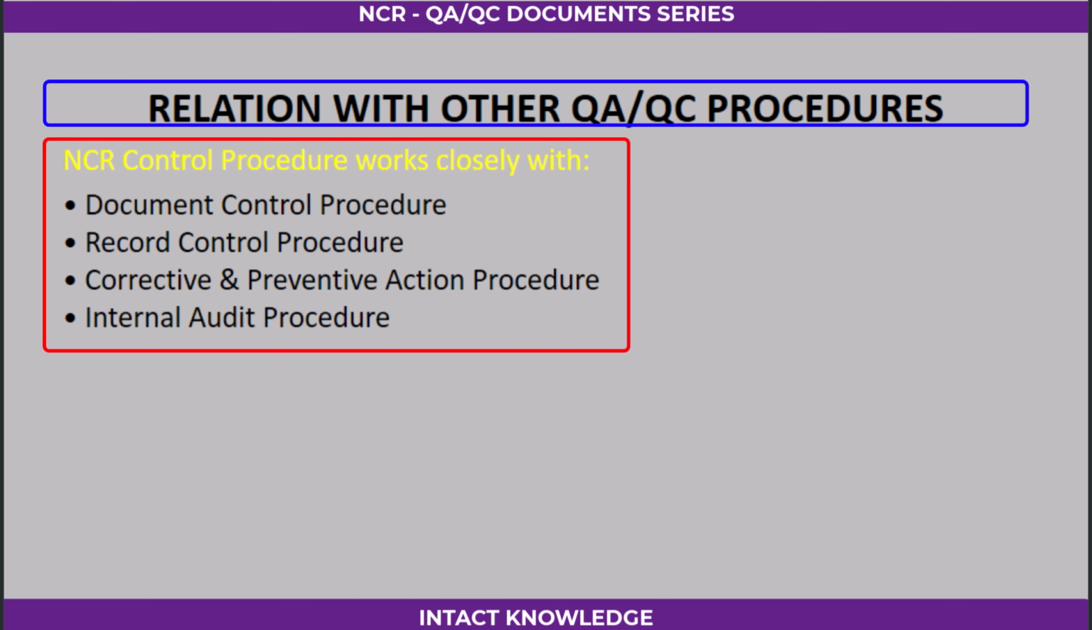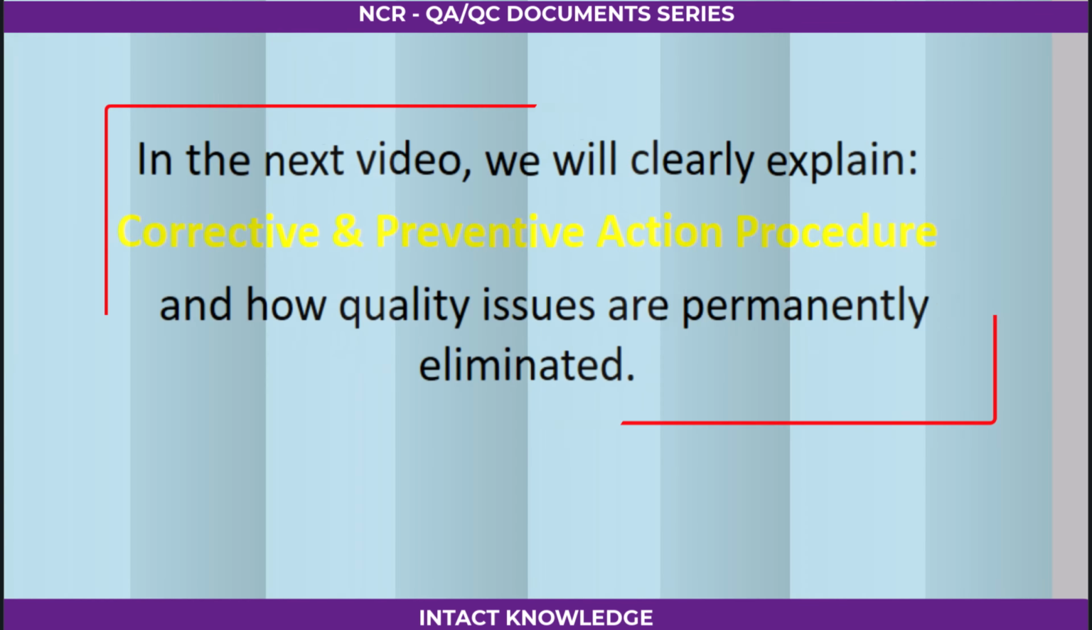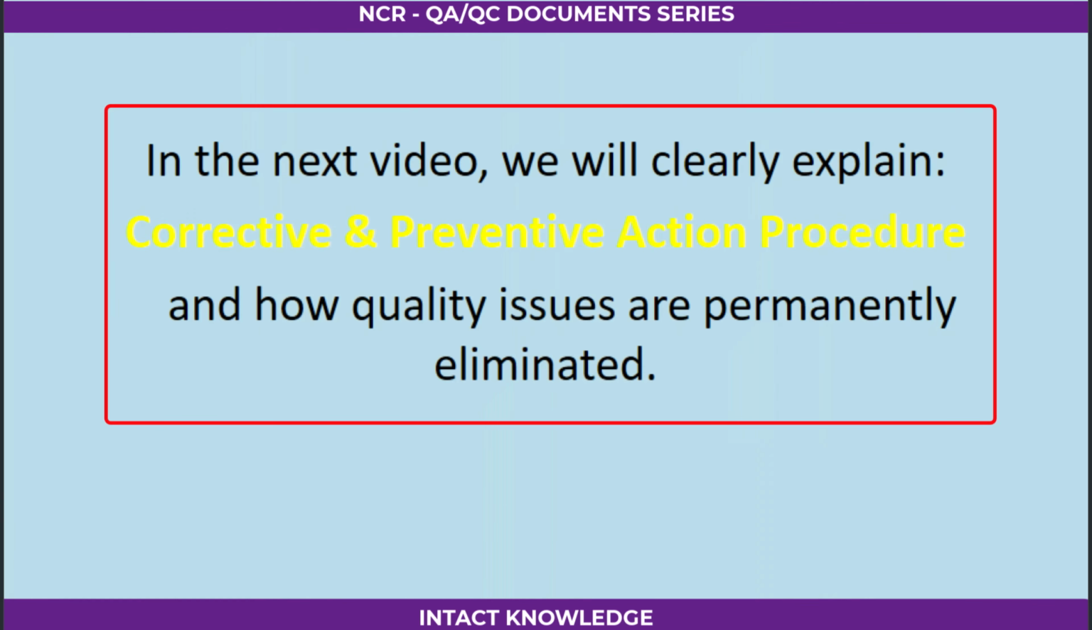Relation with other QA/QC procedures. NCR Control Procedure works closely with Document Control Procedure, Record Control Procedure, Corrective and Preventive Action Procedure, and Internal Audit Procedure. It strengthens the entire QA/QC system. In the next video, we will clearly explain Corrective and Preventive Action Procedure and how quality issues are permanently eliminated.